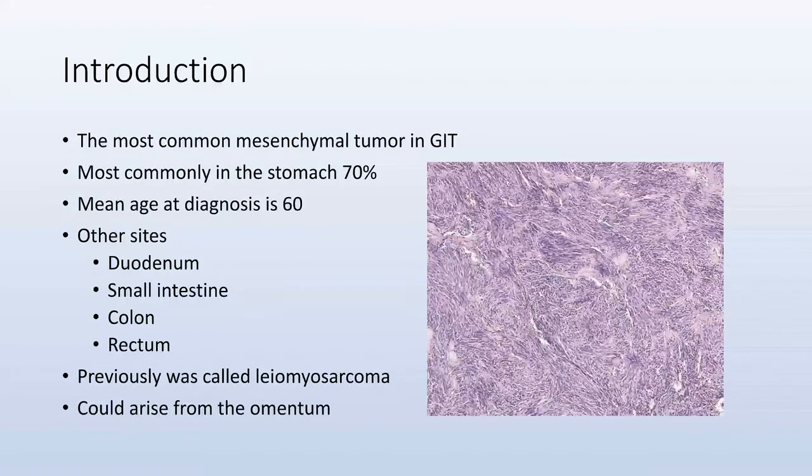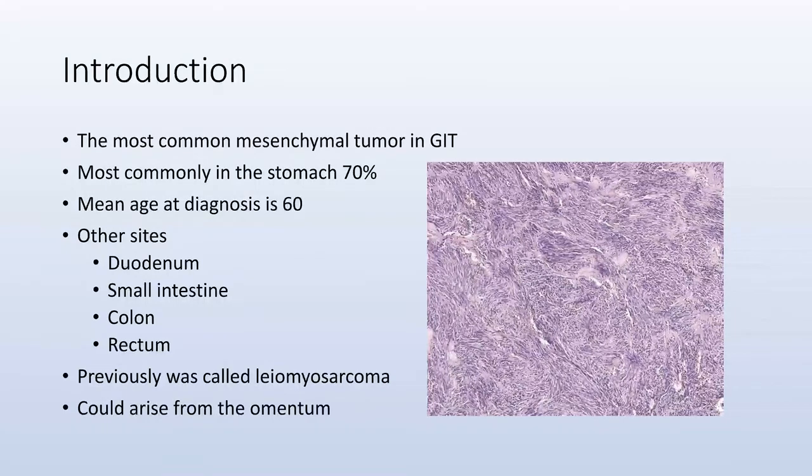You hardly see any other tumor of mesenchymal origin in the gastrointestinal tract, and it can affect the gastrointestinal tract from the esophagus down to the rectum. The majority of them happen in the stomach, so about 70% of these tumors arise from the stomach, and usually the median age is about 60. They do affect other sites in the gastrointestinal tract, such as the duodenum, where the treatment can be a bit more complex. Also, they occur in the small intestine, the colon, and the rectum.